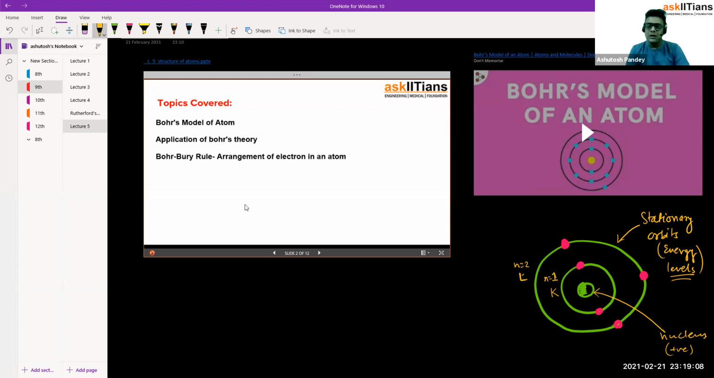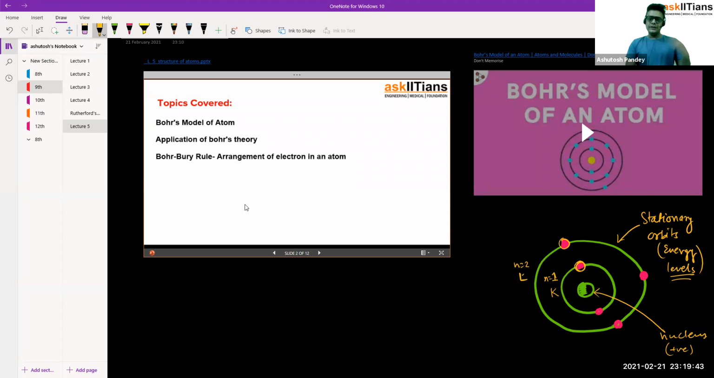Now, energy levels mean that n is equal to 1 will have lower energy and n is equal to 2 will have higher energy. It means the electron which is present in n is equal to 1 will have lower energy as compared to an electron present in the outer shell. So they are arranged in increasing order of their energies. These are a few things about Bohr's model of the atom.